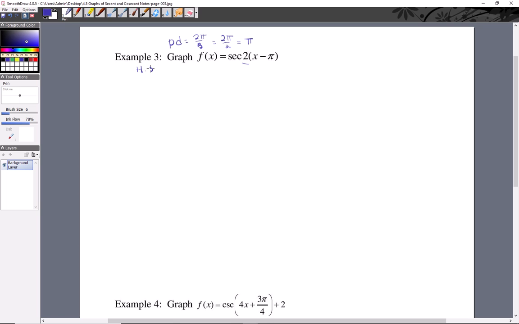So horizontal shift right pi. All right. So what I'm going to do now, this is secant. Normally this would go from 0 to 2 pi, but we do have that horizontal compression, so we're just going to write this from 0 to pi, and that'll put pi over 2 in the middle, and pi over 4 in between there, and then 3 pi over 4 right there. So this is after the horizontal compression.